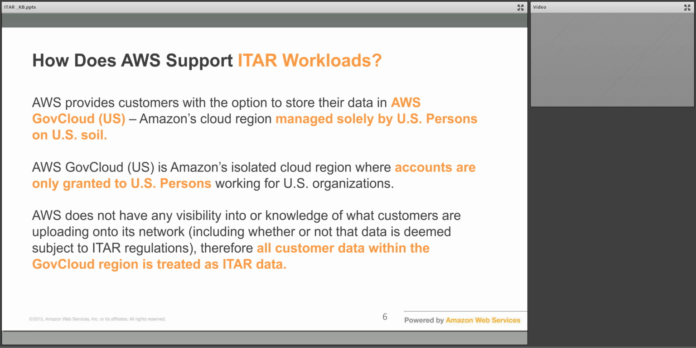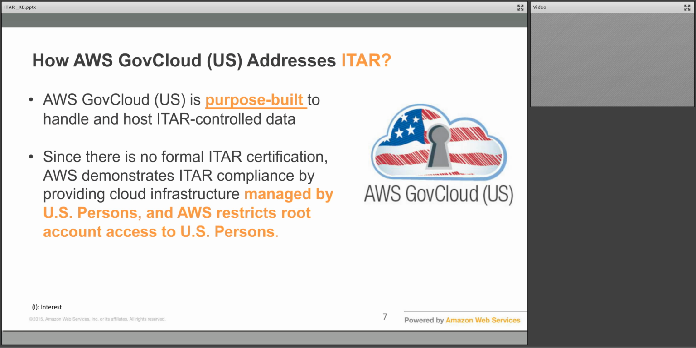Since AWS does not have any visibility into or knowledge of what customers are uploading onto its network, including whether or not that data is deemed subject to ITAR regulations, AWS treats all customer data within the GovCloud region as ITAR data by default. AWS GovCloud is purpose-built to host ITAR-controlled data. It's worth noting that there is no formal ITAR certification. However, AWS demonstrates ITAR compliance by providing cloud infrastructure that's managed by vetted U.S. persons and operated on U.S. soil with restricted root account access to U.S. persons only.